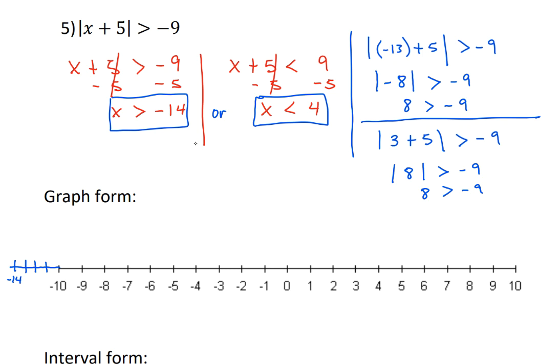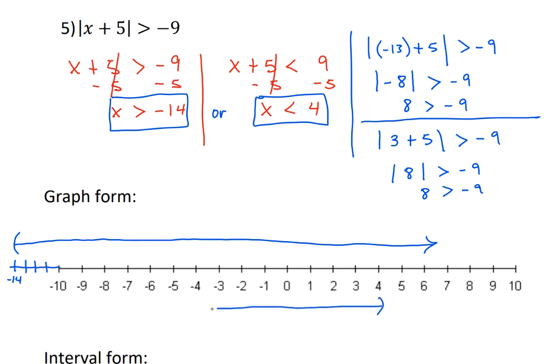Okay, so we're going from negative 14 and all the numbers greater than that, so everything to the right of that. That's pretty crooked. That's crooked too. My goodness. Okay, it's got to go a long way to get to the 4. And then for x is less than 4, we start at 4 and we go to the left.